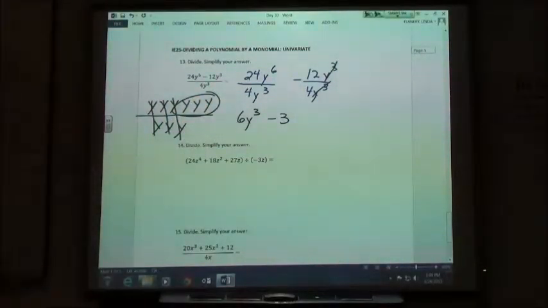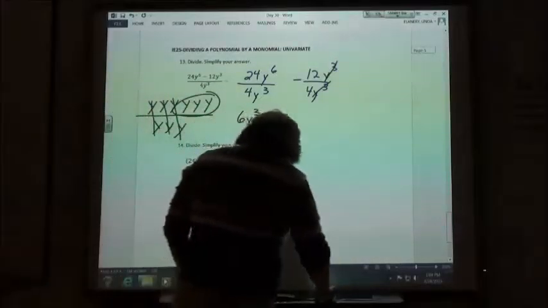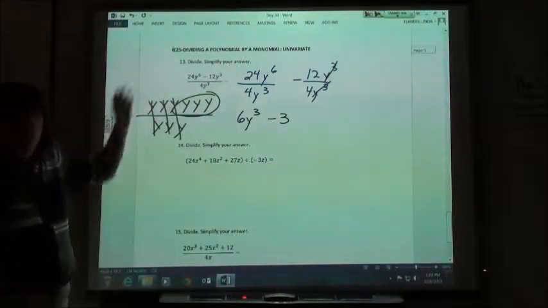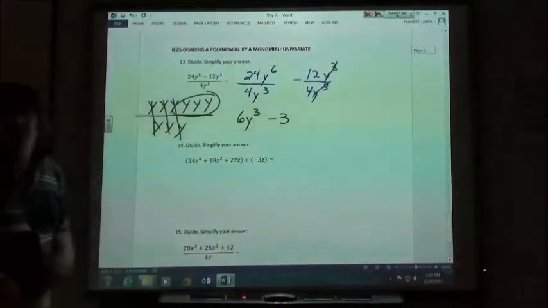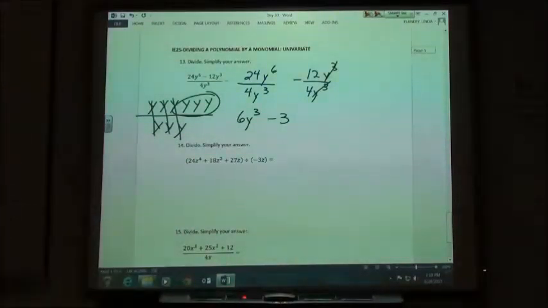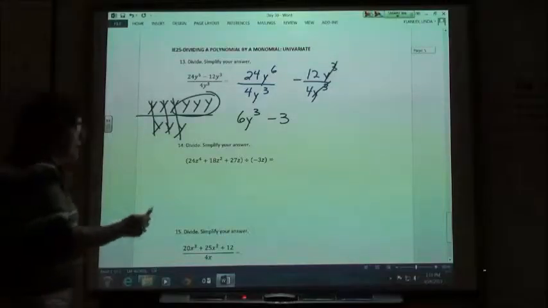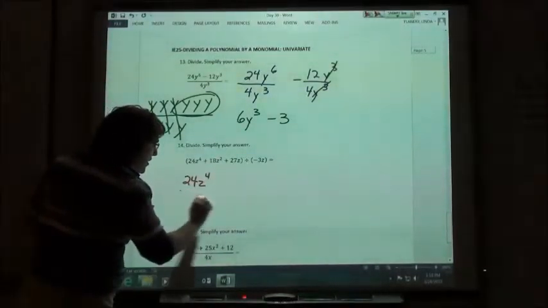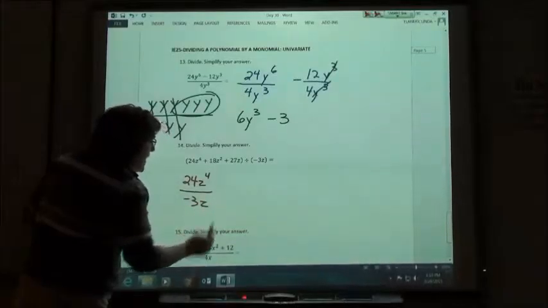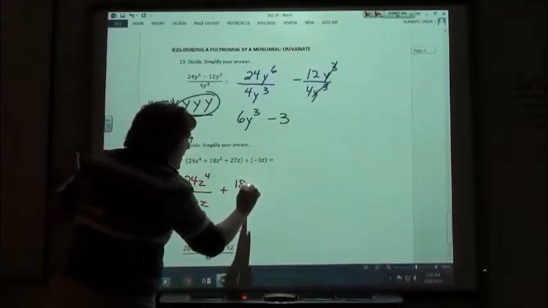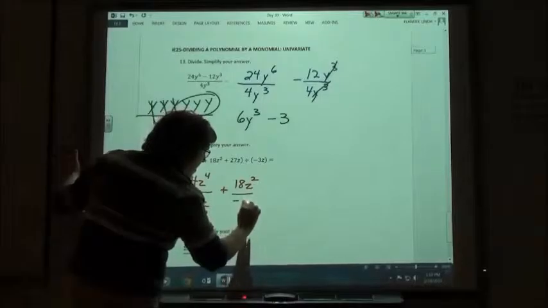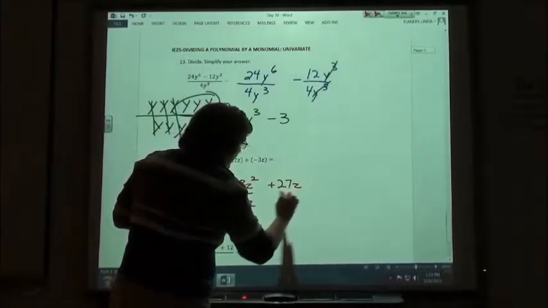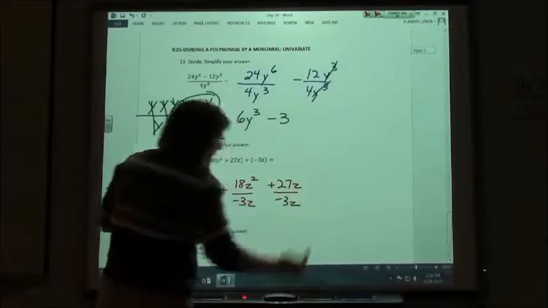That's right, yeah. So they may write a division problem as a fraction, because that's what fractions are, or they just might write it as a division problem. But the same thing, I'm just going to write it all 3 separately and then do whatever I can with it. So 24z to the 4th divided by negative 3z plus 18z to the 2nd divided by my negative 3z plus 27z divided by my negative 3z.